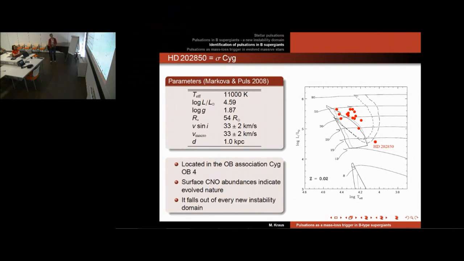Its name is Sigma Cygni, and we grabbed the stellar parameters that were known from the literature. You see already here we have a V sin i and a macroturbulence of equal size, a strong indication that this star might be pulsating, because this value is pretty high. The star has a very strong CNO surface abundance enrichment that indicates that the star has evolved. And as I said, it is a little outside of these new instability domains.